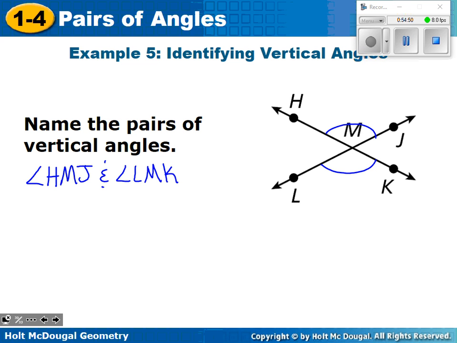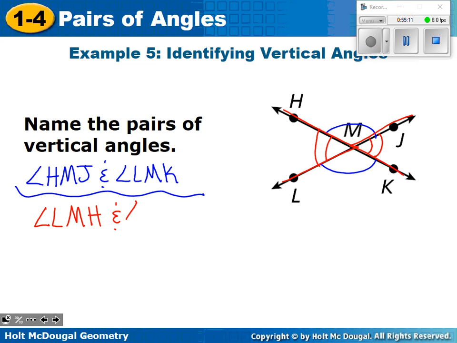Could I have named it KML? And I could have named it JMH. It doesn't matter. Kaylin? LMH and KMJ. Very good. Again, don't forget to put those little angle symbols in front when you're naming an angle. And don't forget, if you're giving me the measure of it, to put the little m.